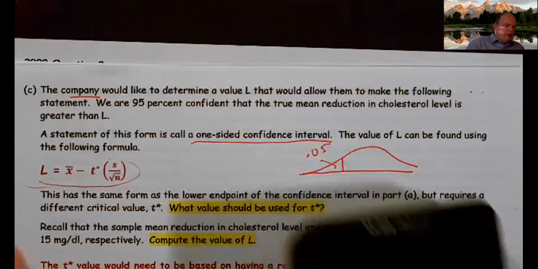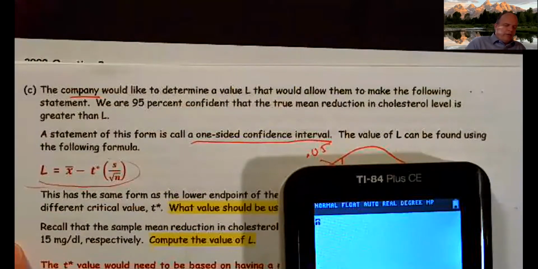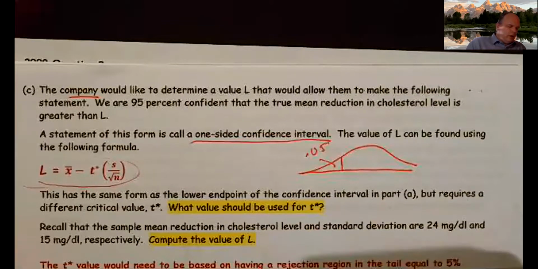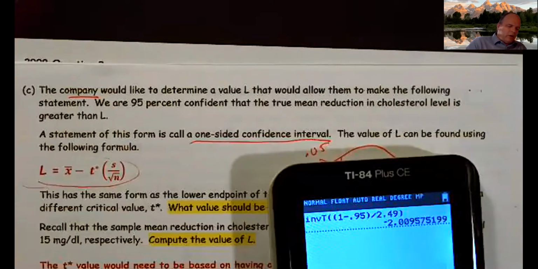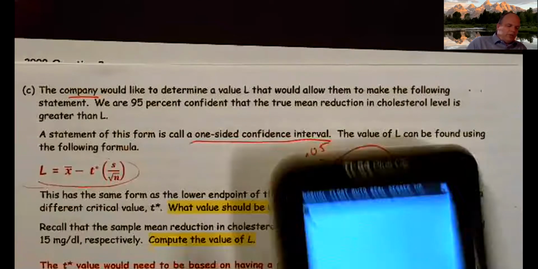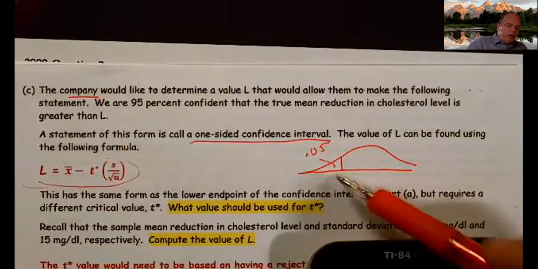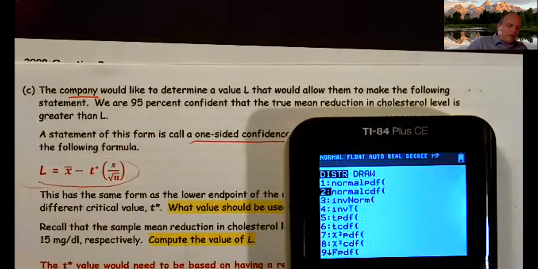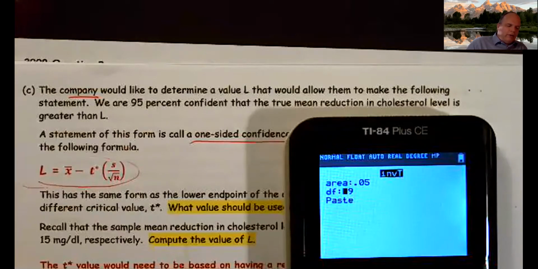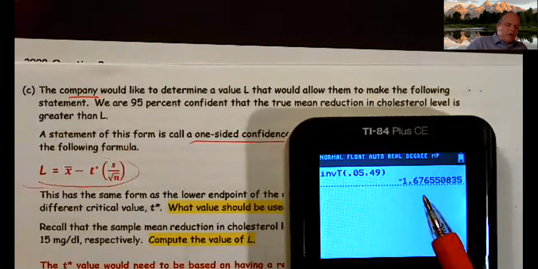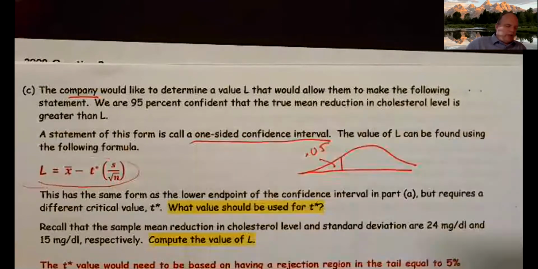So what do I do? Well, we go back and we go second vars, inverse T, the area is going to be parenthesis 1 minus 0.95 divided by 2, degrees of freedom is 49. And when we do that, excuse me, I did that wrong. I don't divide by 2 this time. I'm sorry. I don't want 0.025, I just want 0.05. So second vars, inverse T, 0.05, degrees of freedom 49, and I end up getting a T star of about 1.677. So that's my T star value.